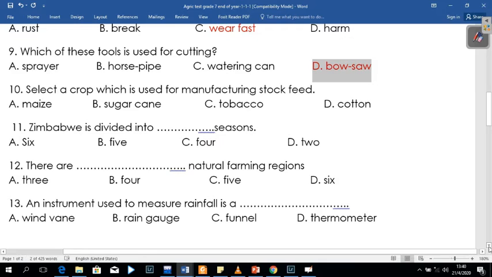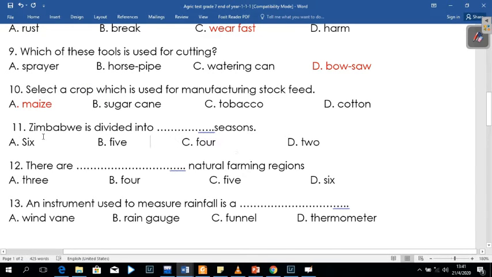Select a crop which is used for manufacturing stock feed, right? So the key here is that you must know what stock feeds are. If you don't know what stock feeds are, then you would probably say tobacco, right? Of which that would be wrong. So the correct answer here is maize. We use maize to make stock feeds.